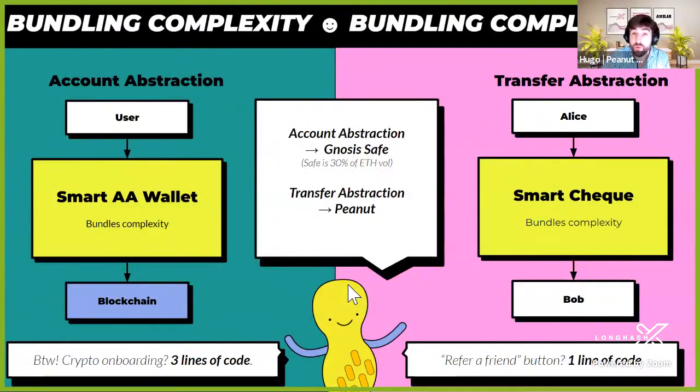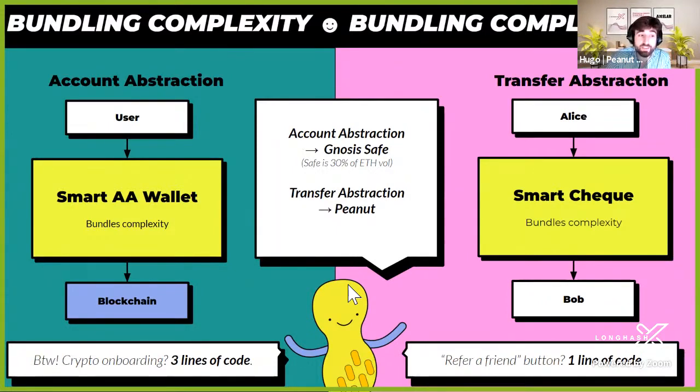The reason why we can do all of this, the reason why we can take these complicated things like cross-chain transfers and private transfers and transfers to a person whose wallet you don't know or who doesn't even have a wallet, is because of a concept we call transfer abstraction. Transfer abstraction is kind of like account abstraction, except, as you know, for transfers.